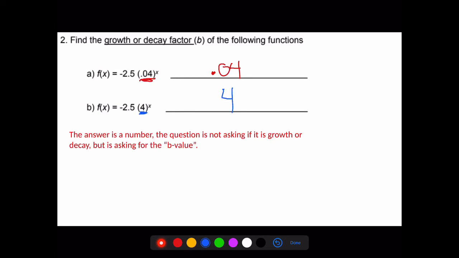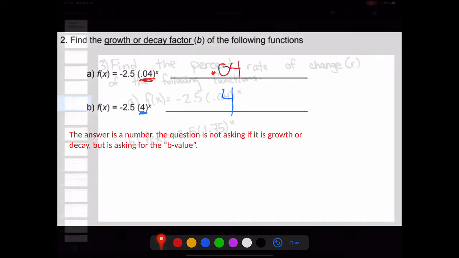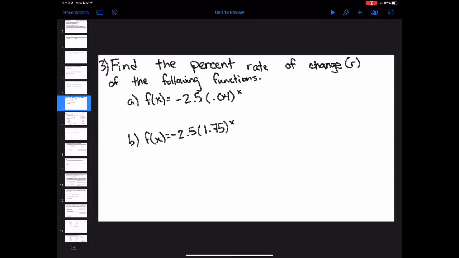That would be our b value in that case. So we can easily tell these based upon which is our b value, which number is being raised to the power of x. Again, it's whatever number's inside the parentheses here. All right. Find the percent rate of change r of the following functions.